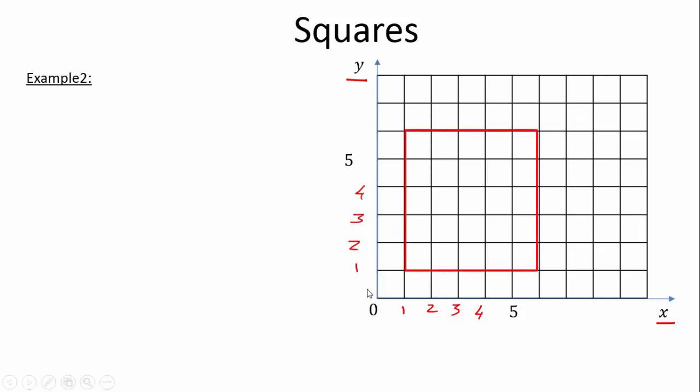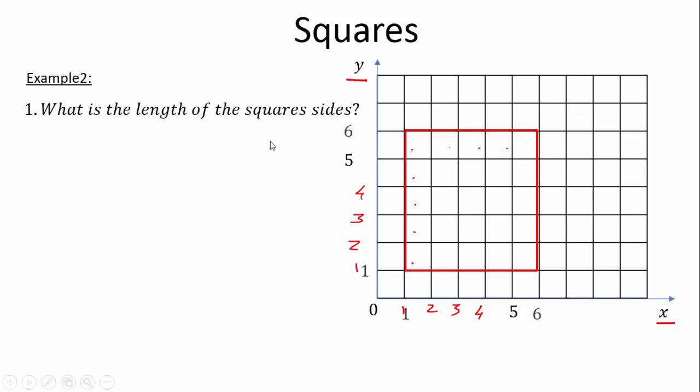And now we have a square. And here's our square. So what is the length of the square sides? Okay. How are we going to work this out? We can see there's 1, 2, 3, 4, 5 squares. That seems about right. So we put in our 1 and our 6. And we can quite easily see that 6 minus 1 is equal to 5 units. And that is the length of the sides of the square, 5 units. You could just write 5, I suppose.